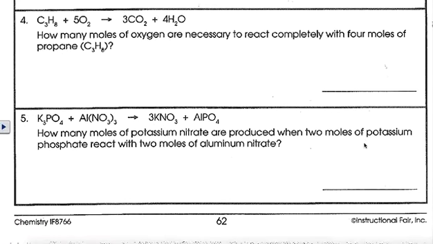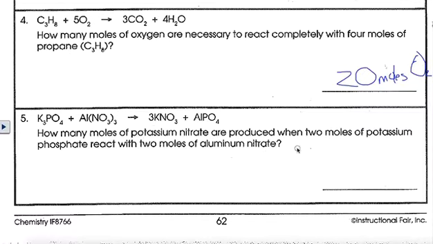All right, you should have paused this to try these, and I'm just going to give you the answers really quickly. We're looking at oxygen and propane. There's propane, and there's oxygen. How many moles of oxygen need to react with 4 of this? It's times 4, so you should get 20 moles of oxygen. This says O2. Sorry, it's kind of hard to read.